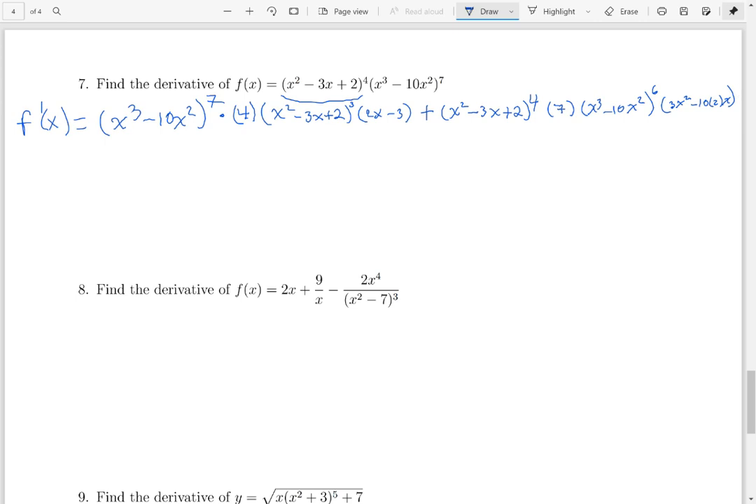Let's see if there's a little bit of cleanup. There might not be much. I see that I've got 4 times 2x minus 3, so let's call that 8x minus 12. So that's that piece. I'm going to leave these polynomials to powers alone. That's x cubed minus 10x squared raised to the 7th. I'm not touching it. X squared minus 3x plus 2 quantity cubed. I'm not touching that one.